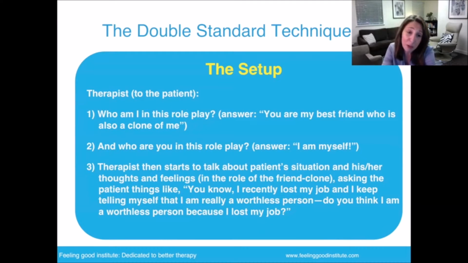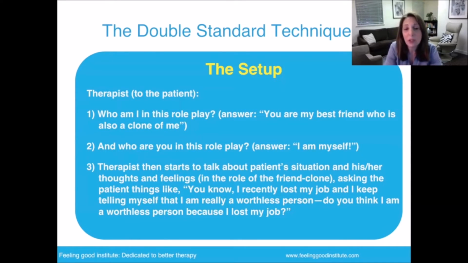And then I check in with my patient. So just to check in, who am I in this role play? And ideally the patient says, well, you're my best friend who's also a clone of me. I say, great. And who are you in this role play? And the patient's answer should be essentially, I am myself, I'm playing myself.